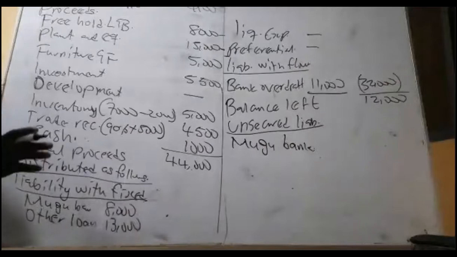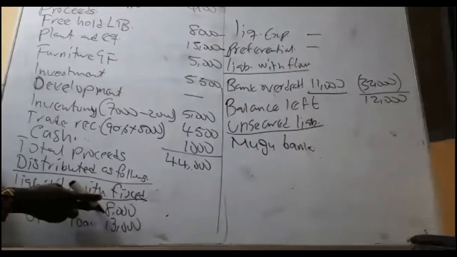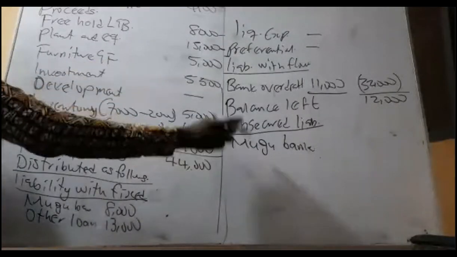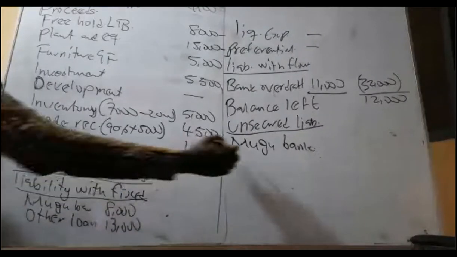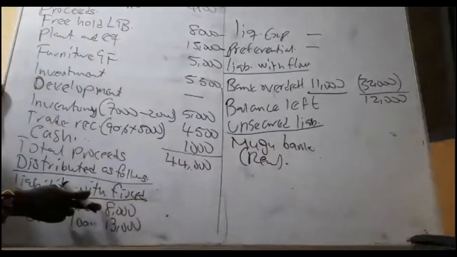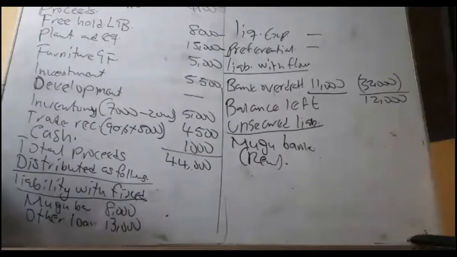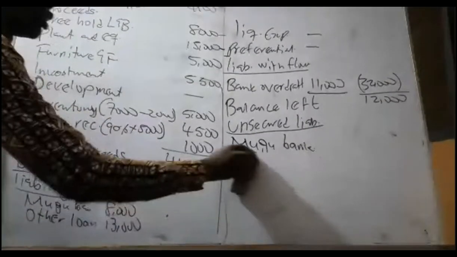Why Mugu Bank? Because the money that Mugu Bank gave to the company is 10,000, but they've paid 8,000 here. So it will be 2,000. That 2,000 must form part of the unsecured, in brackets, the remainder. You've paid 8,000 out of the 10,000. So take note. Then what do you do next?